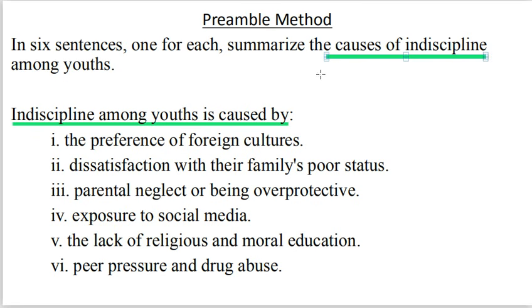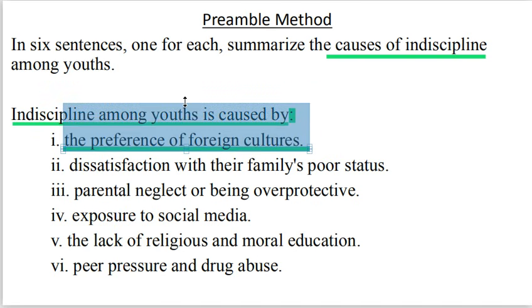You start like this. Indiscipline among youth is caused by, then you put the colon. Now, number 1, the preference of foreign cultures. That's number 1. Now, you can see that the preference of foreign cultures is not a complete sentence, but if you merge it with the preamble, it forms a complete sentence. That is what we are talking about. The preamble and each of those points must form complete sentences.